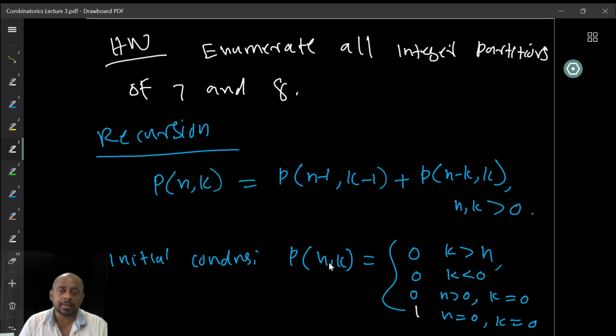Okay. So when both n and k are 0, it is 1, and in other cases, n greater than 0 and k equal to 0, it is 0; k strictly less than 0, it is 0; and k greater than n, it is also 0. So using these boundary conditions, we can try to prove the bounds. If you get an idea how to work this out, you are welcome to try.